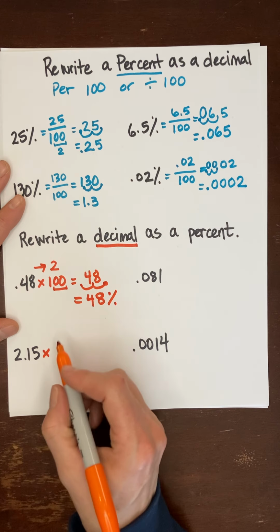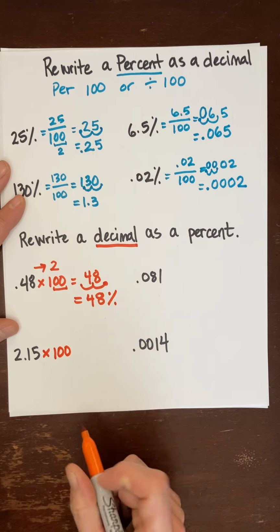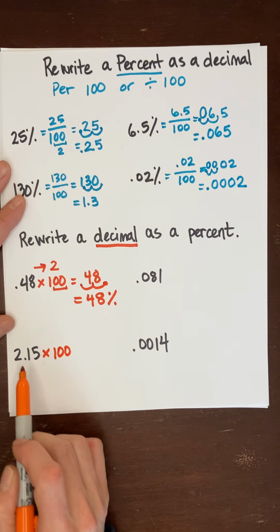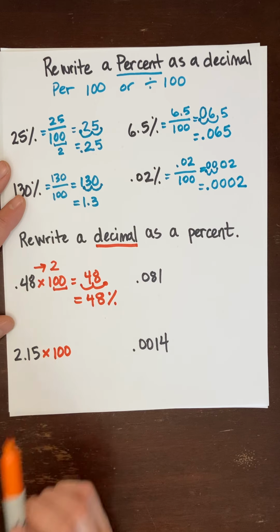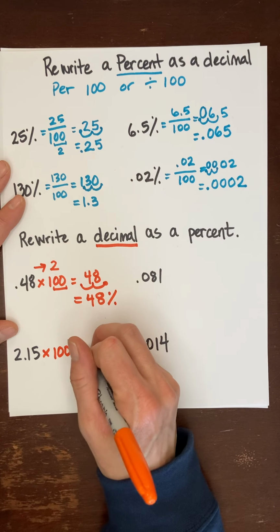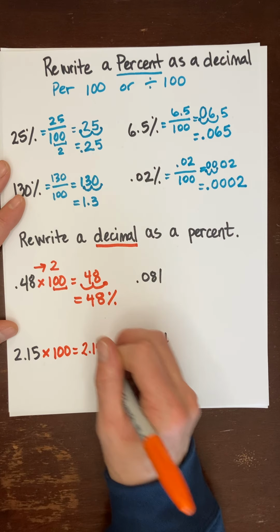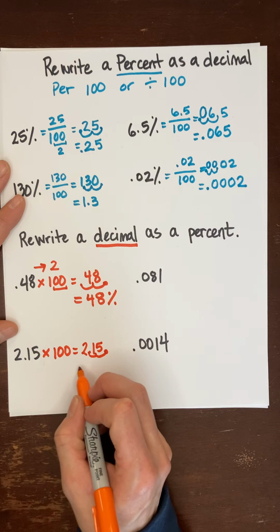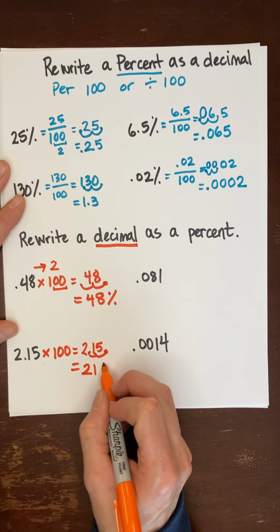2.15, I've got to multiply by 100 in order to get a percent. Even though this is a bigger number than 1, we're still going to multiply by 100. It does not change our method. Same method every single time. 2.15, let's move our decimal 1, 2. So 215%.